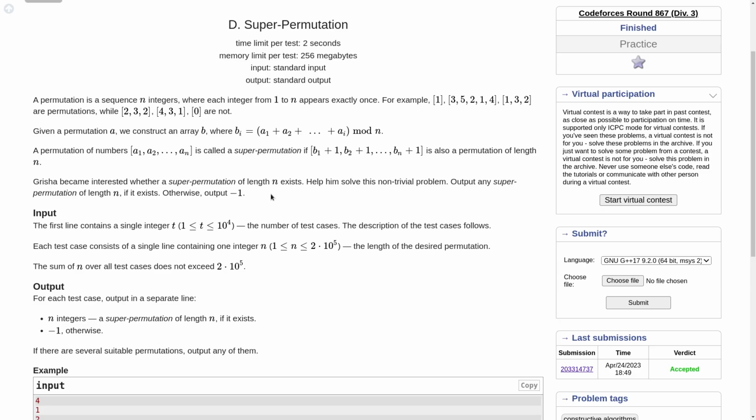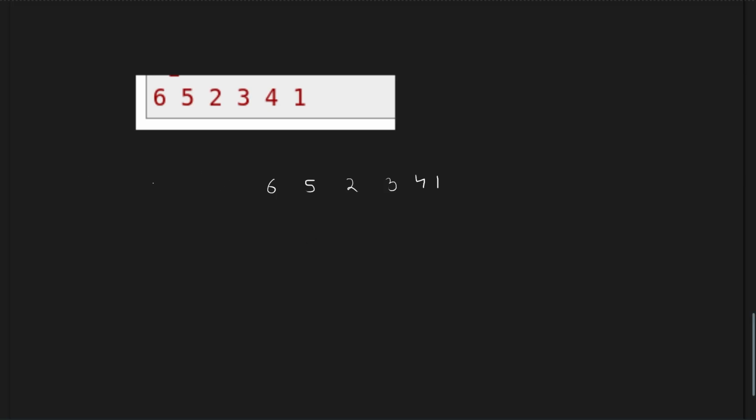So let's say we have 6, 5, 2, 3, 4, 1. I don't remember the exact term. They called it a super-permutation. Our goal is to print a super-permutation of size n, and this is a super-permutation of size 6.